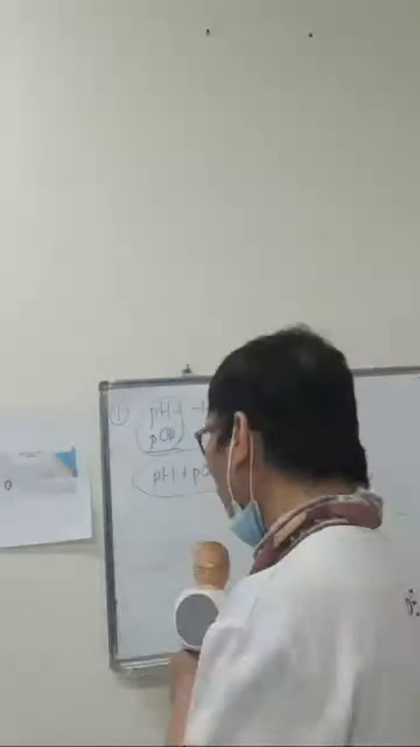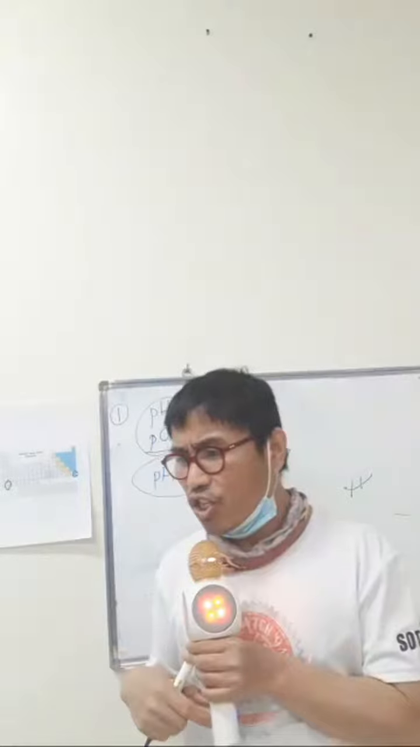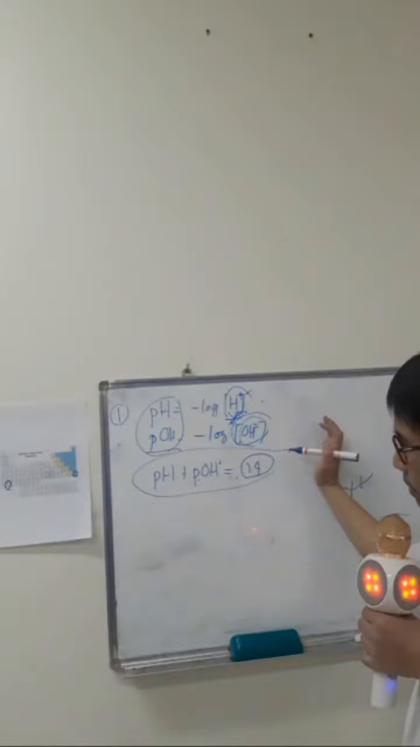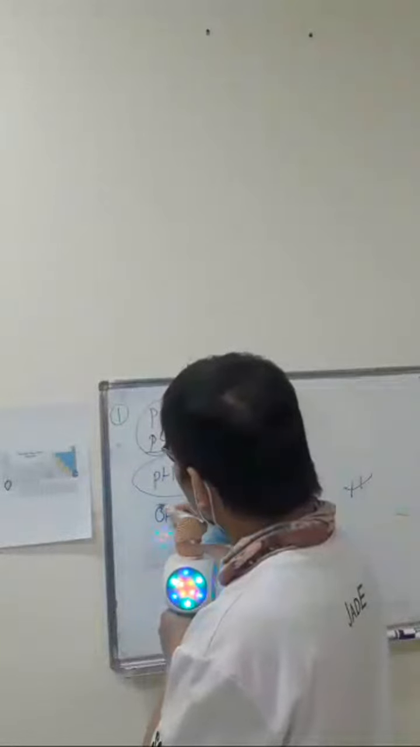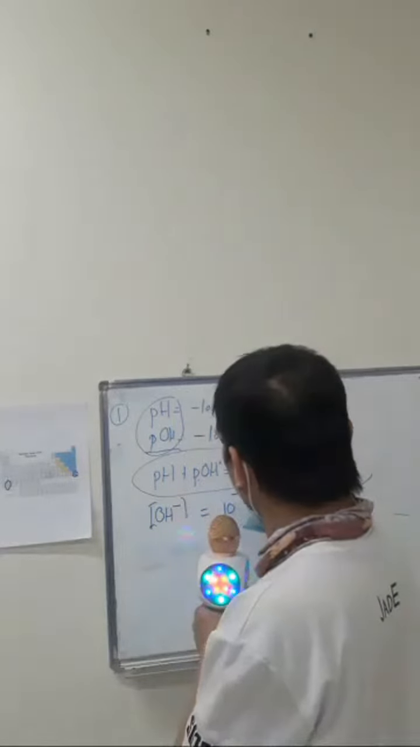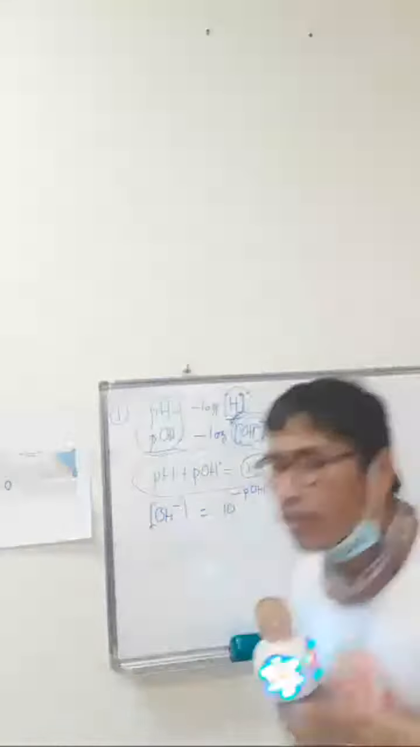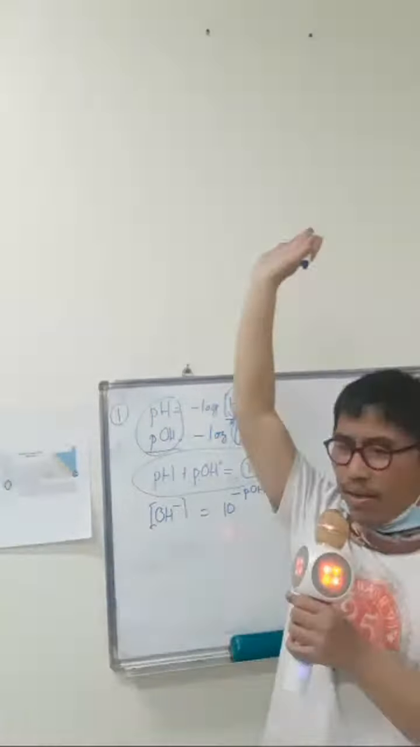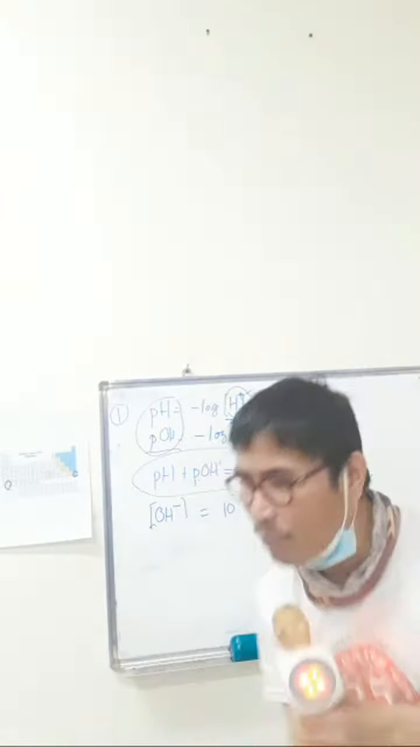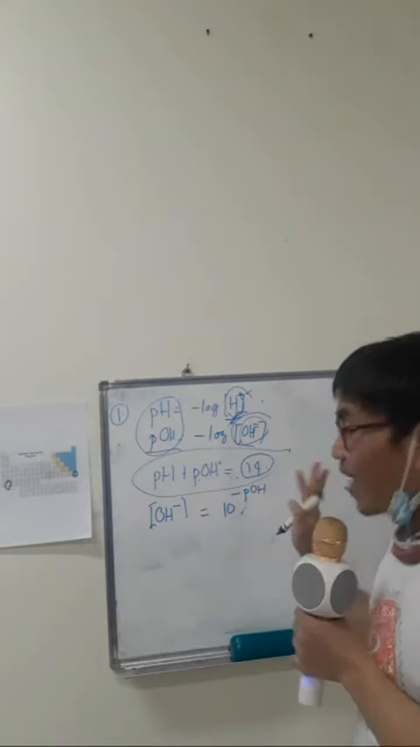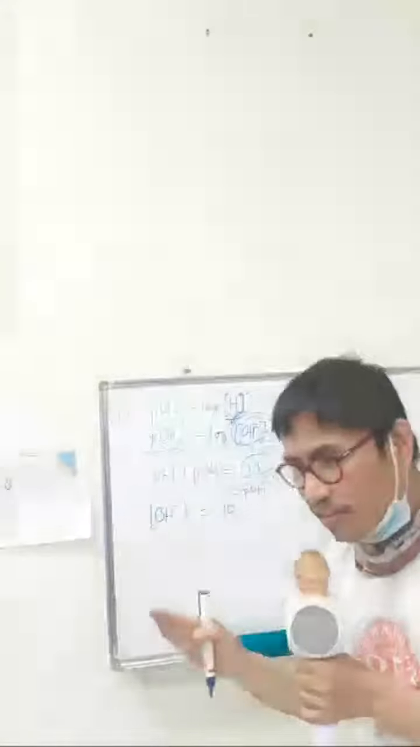Now, if there's no given concentration, what will you do? The best thing to do is to leave that in exponential form. So let's say OH negative equals the exponential to the negative pOH. So the strength of the base will be raised to the power of something. Let's say raised to the power of something, the exponent of base 10.